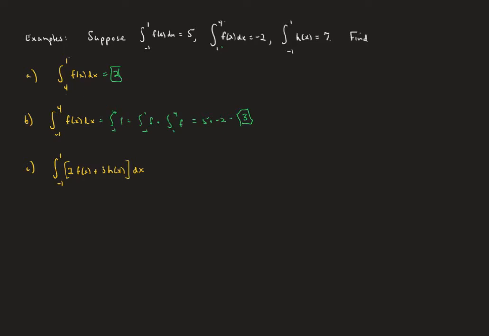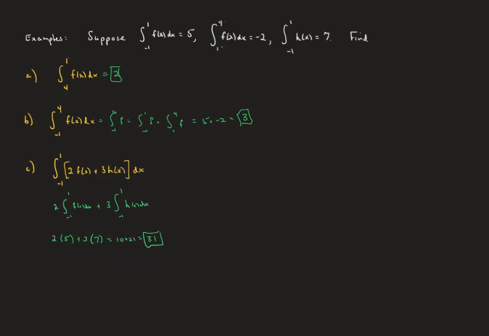And the next one, we can pull the constants out and split those integrals up. So this is going to be 2 times the integral from -1 to 1 of f of x dx plus 3 times the integral from -1 to 1 of h of x dx. And we know from above that the integral from -1 to 1 of f is 5, and that the integral from -1 to 1 of h is 7. And so we just do the arithmetic, and so 10 plus 21, I think, is 31.